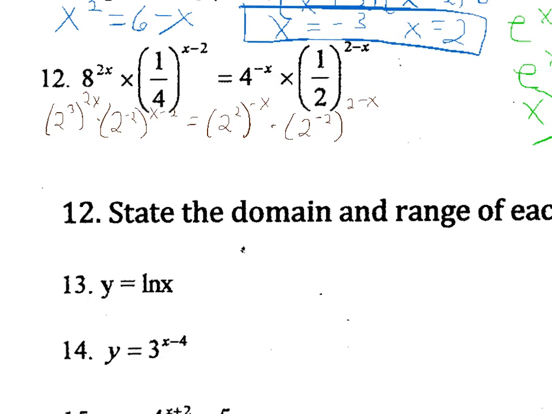And so now I'm going to simplify both sides of my equation. So I have 2 to the 6x times 2 to the negative 2x plus 4 equals 2 to the negative 2x times 2 to the negative 4 plus 2x. And now I can add the exponents together. So I have 2 to the 4x plus 4 equals 2 to the negative 4.